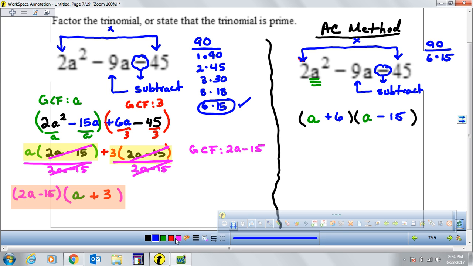Okay? Now the question is this. What do we do with the 2 that is in the front of the a squared? And this is what you're going to do. You're going to divide both of these factors by that 2. And what you're going to get is this. 6 divided by 2 is going to give me a 3. So this is going to give me an a plus 3.